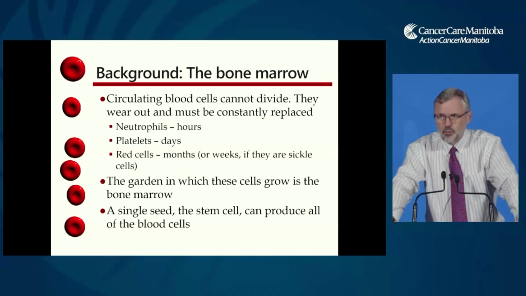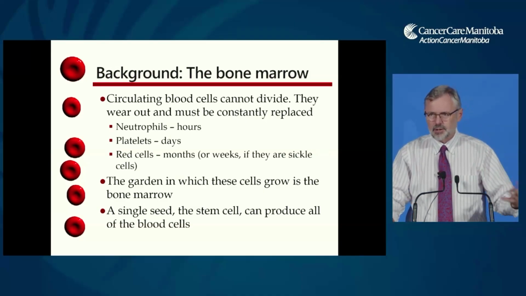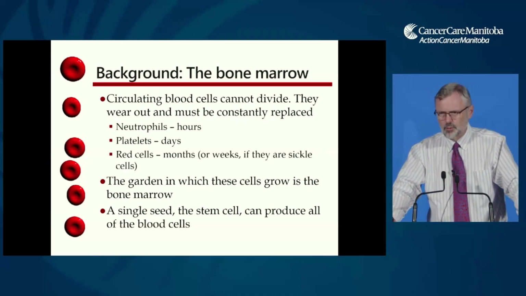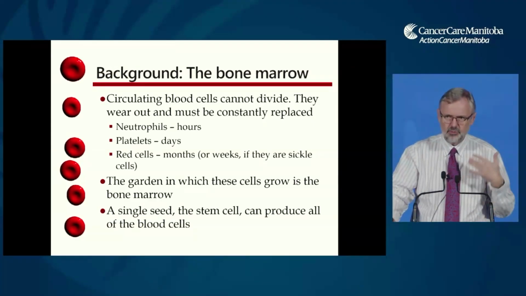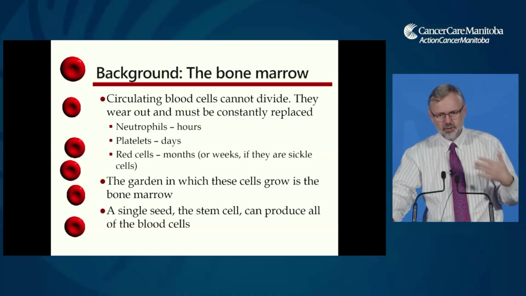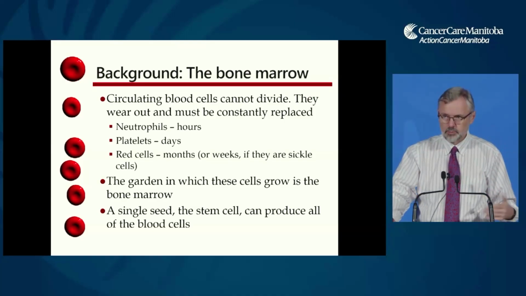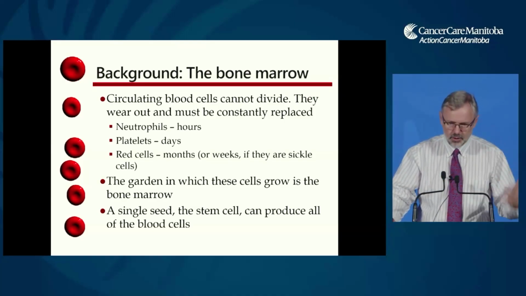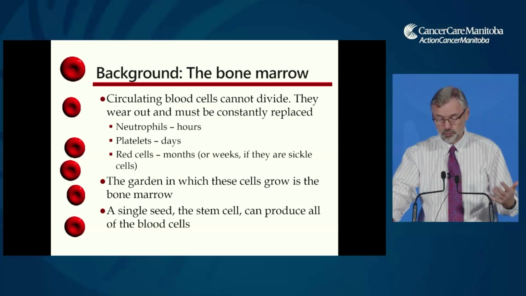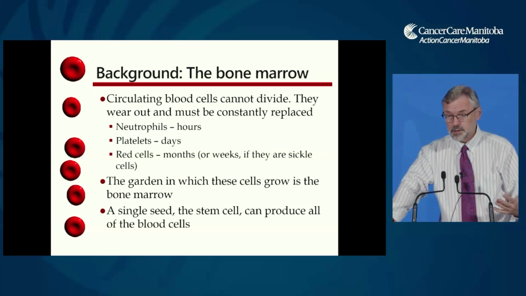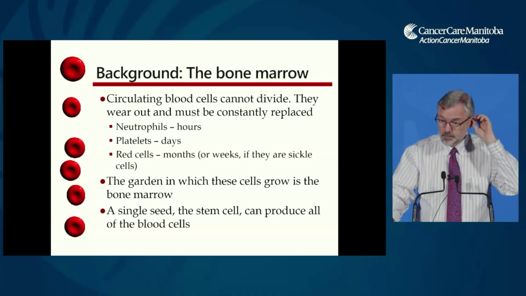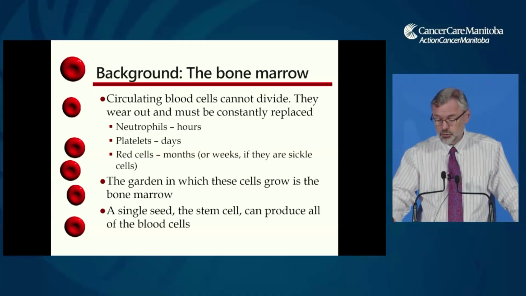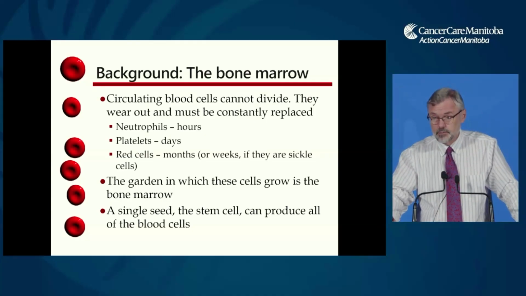Just for a minute to talk about what is the bone marrow, because we're going to talk a lot about bone marrow, and why is that so important? The bone marrow makes blood cells, and you have to continuously make blood cells because the circulating blood cells wear out. They have a finite survival, and they have to be constantly replaced. And neutrophils have to be replaced every few hours, platelets every few days. Red cells normally last over 100 days, but they have a much shorter survival if you have sickle cell disease.